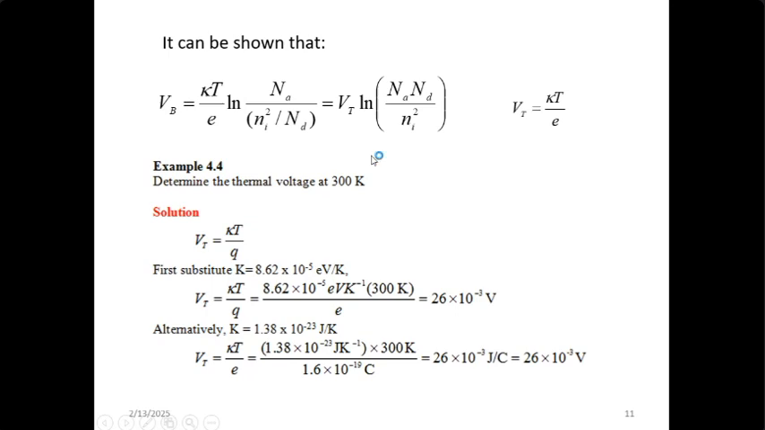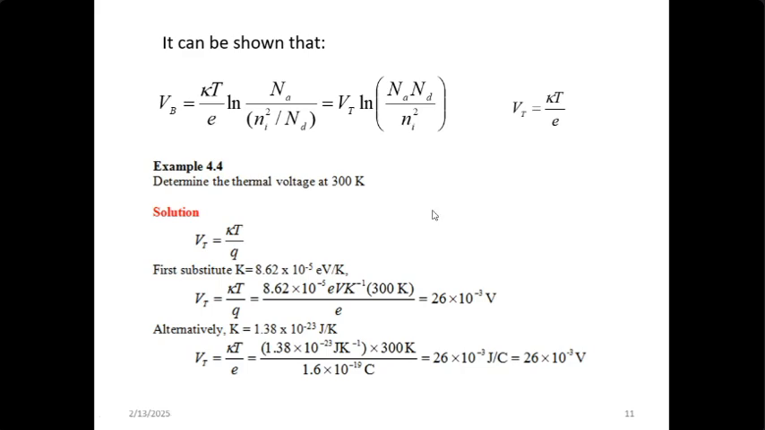Let me ask Okoth. Okoth, you can see this equation? Yeah. Okay. So tell me, what is V subscript T? What do we call that? It's known as thermal voltage. Thermal voltage. Yeah. So in this example, Okoth, can you read example 4.4?